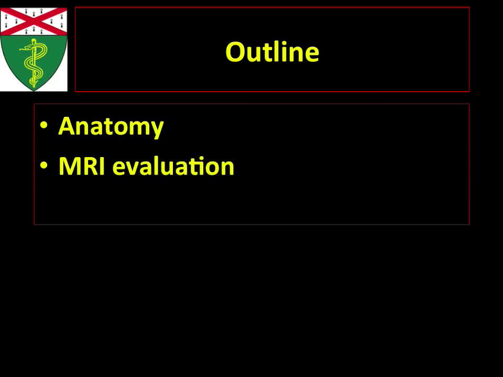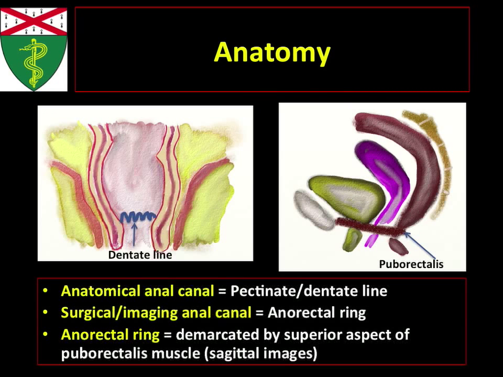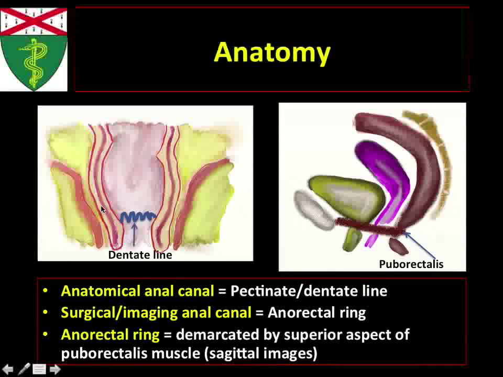So we'll start off with anatomy. This is a coronal schematic of the lower gastrointestinal tract. We're at the level of the anus here. This is the sagittal image, just to orient everybody. This is the bladder, that's the uterus, and that's the large bowel. That's the pubic symphysis, one of our bones, and the coccyx as it comes around over here.